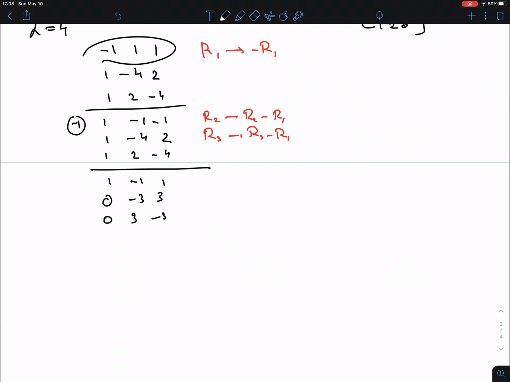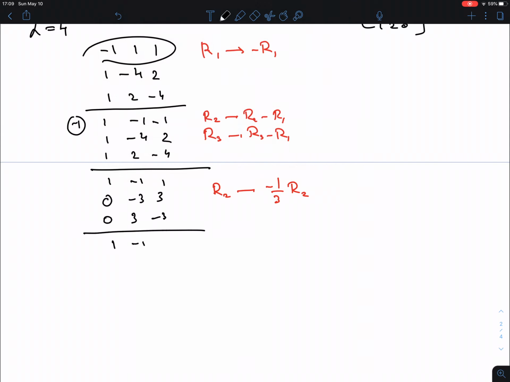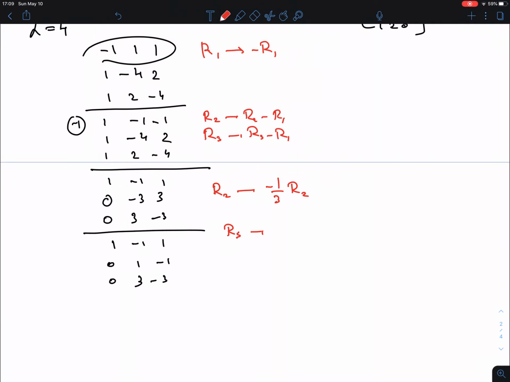Okay. So I'm going to divide row 2 by minus 3 again. I get 1, minus 1, 1, 0, 1, minus 1, and then 0, 3, minus 3. And it's now clear that the third row is going to disappear. Row 3 minus 3 times row 2 is going to give me 1, minus 1, 1, 0, 1, minus 1, and then 0, 0, 0.